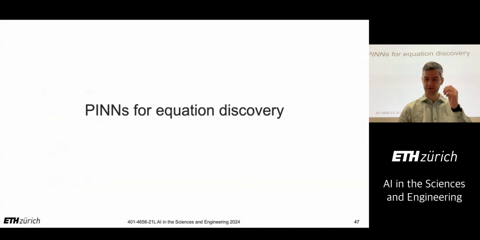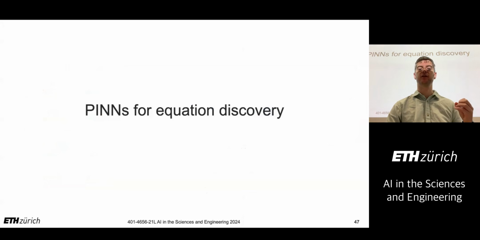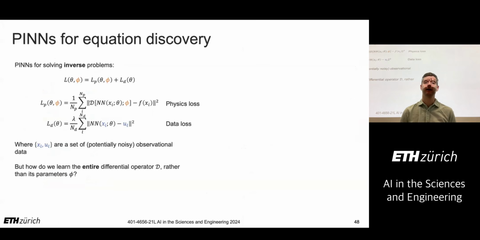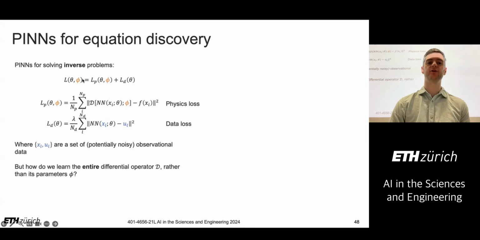Okay, so in the last 5 or 10 minutes, I'm going to move on and say how we can actually use PINNs to start discovering the underlying differential equation itself, rather than just these parameters of the equation. So here's the setup we used for solving inverse problems with PINNs. We said we jointly optimize the weights of the network to simulate the problem, but also the underlying parameters of the differential equation phi. So the question now is, well, how do we actually learn D, this differentiable operator, rather than just some parameters of the operator?